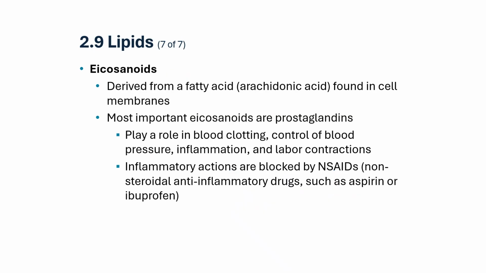And then we have eicosanoids. These are derived from fatty acids, arachidonic acid. The most important ones are prostaglandins. They play a role in blood clotting, inflammation, labor contractions, and so on. So it's just a little information on that, but this is not too much. Don't spend too much time on this studying.